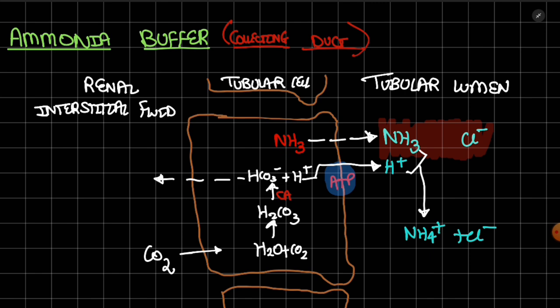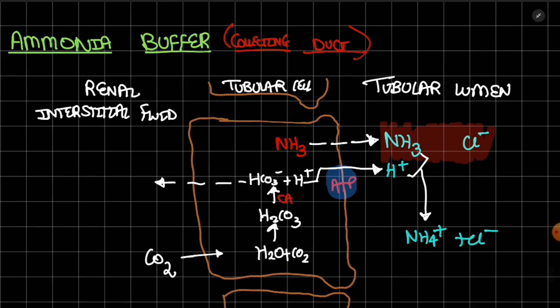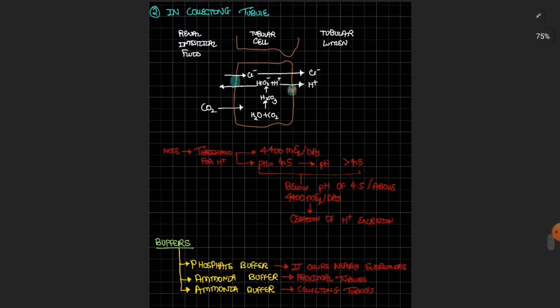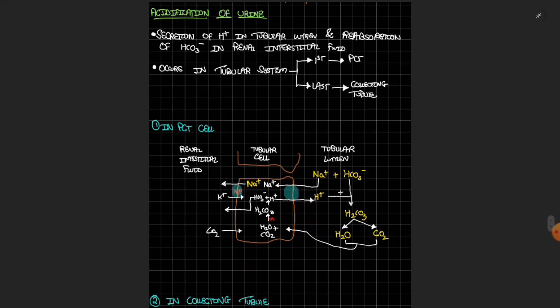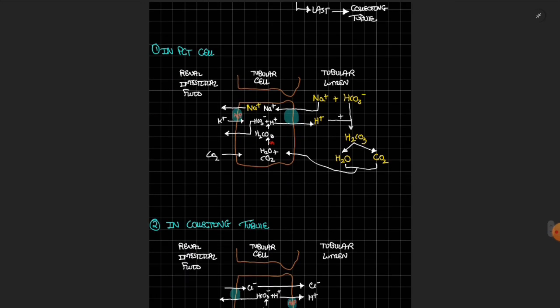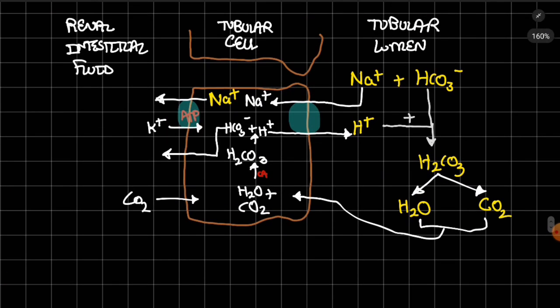So tell me one thing, what have you learnt in this lecture? This is the physiological mechanism of acidification of urine in the PCT cell. What happens there? The H2CO3 procedure. Na plus and HCO3 minus are present, and Na plus is exchanged for H plus. H plus combines with HCO3 minus, this H2CO3 breaks down, and then it is taken back into the tubular cell.